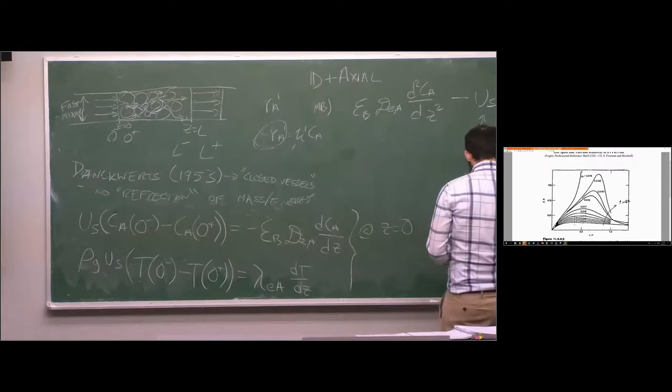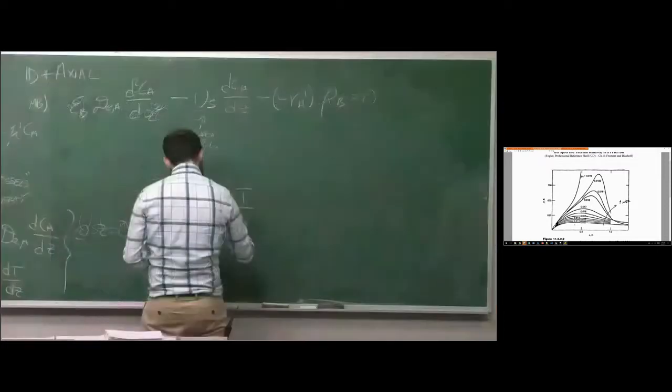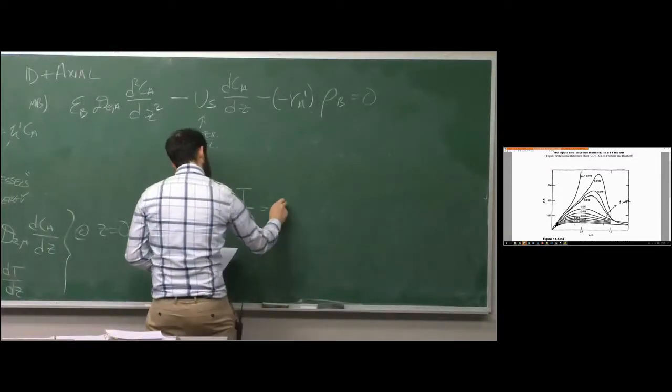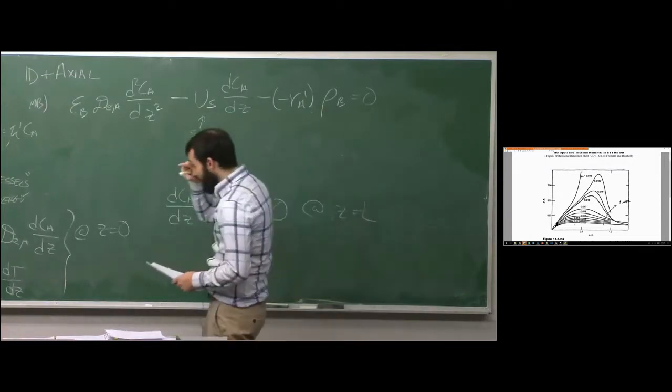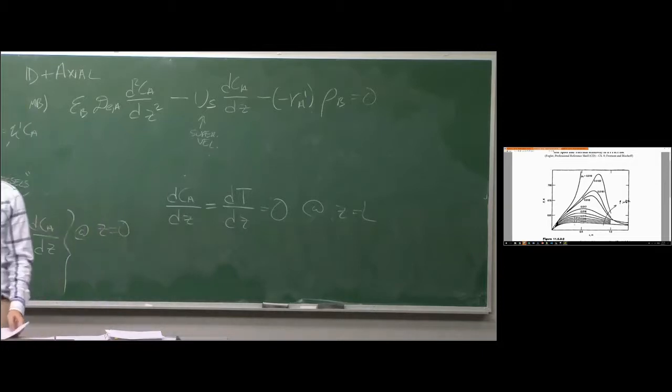The other boundary is that at the end of the reactor, you have no concentration or temperature gradients. And that kind of makes sense, right? I mean, if there's no catalyst, then there's nothing changing the temperature or the concentration.